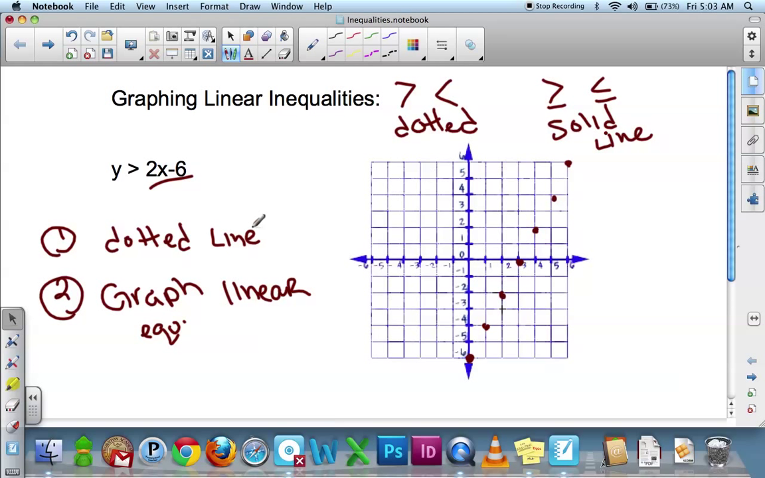Now, remember we had determined that this is going to be a dotted line. What we're going to do is we're actually going to just put a dotted line in there. You guys get it. So there's my dotted line. My next thing is the shading.